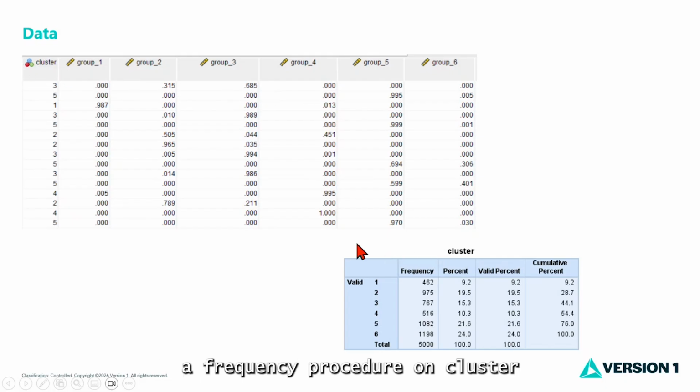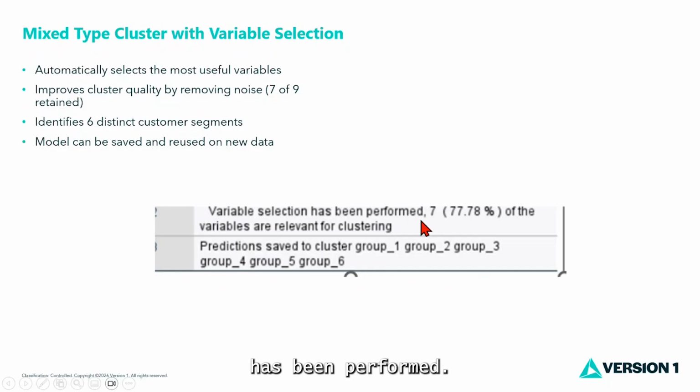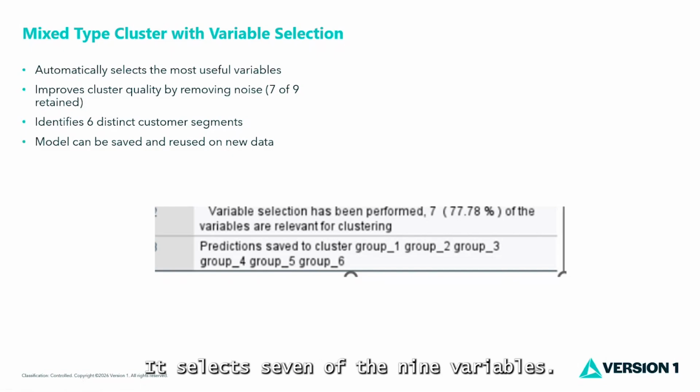Here I've just run a frequency procedure on clusters, so I can actually see the size of each cluster. I can also see that I obtained a 6-cluster solution. In our output, it lets us know that variable selection has been performed. It selected 7 variables, so 77.78% of the variables are relevant for clustering. We originally had 9. And it lets me know that predictions have been saved to cluster group 1, 2, 3, 4, 5, and 6. So it's selecting the most useful variables, and it does improve cluster quality because it removes noise. It selects 7 of the 9 variables.